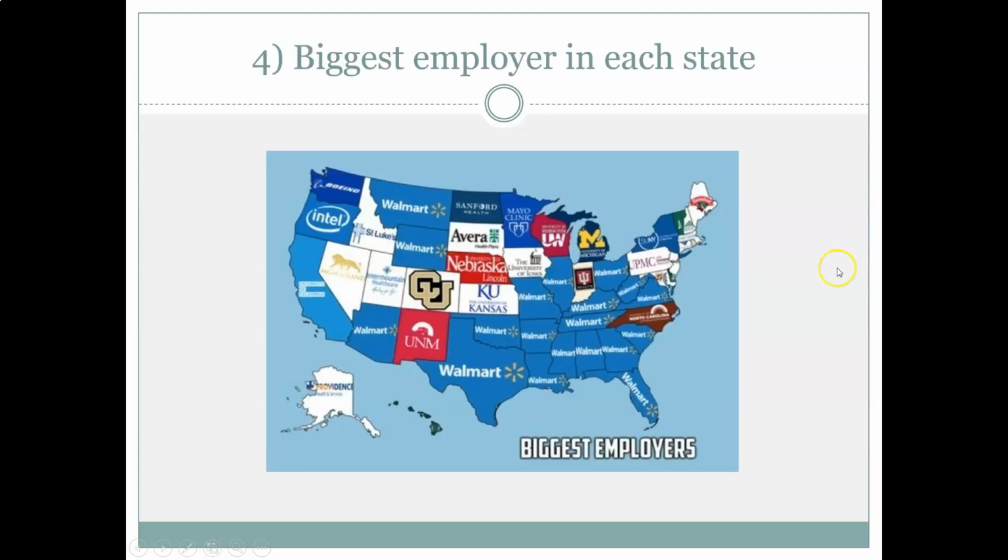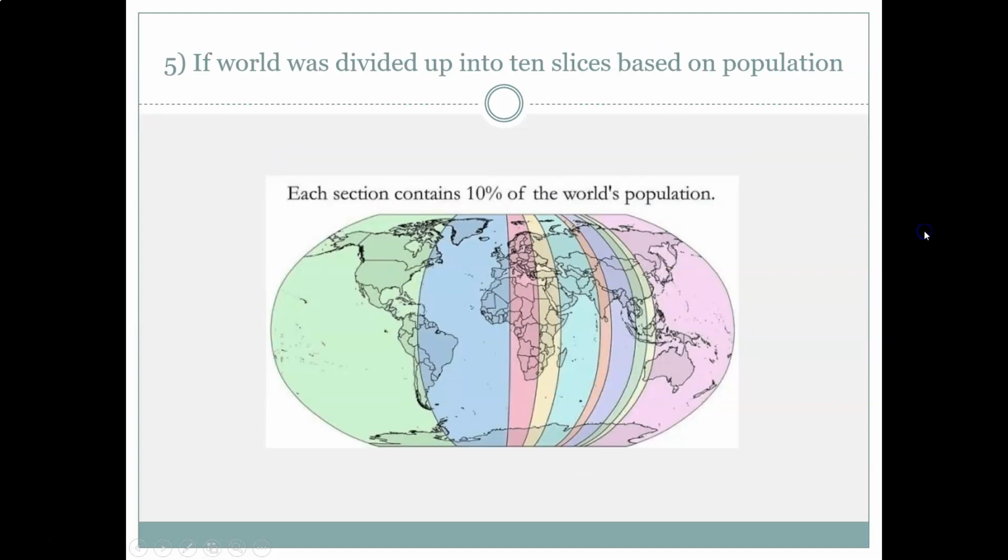Biggest employer by every state, you could look at this and say Walmart is killing it in the South. And then you can look at universities. How many universities are the biggest employer? University of Michigan, University of Wisconsin. If the world was divided up on population, you can look how populated China and India and some areas of the world are, and then how some areas are very sparsely populated, in particular Oceania.